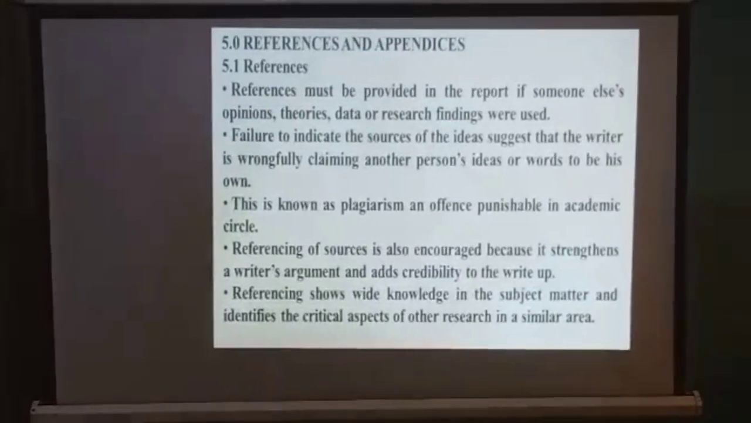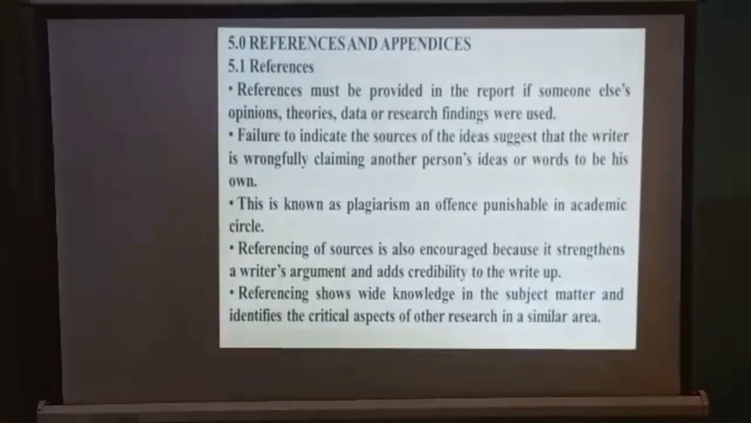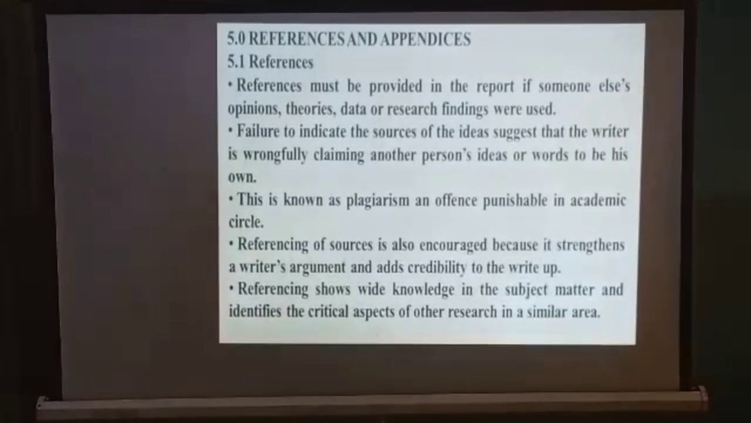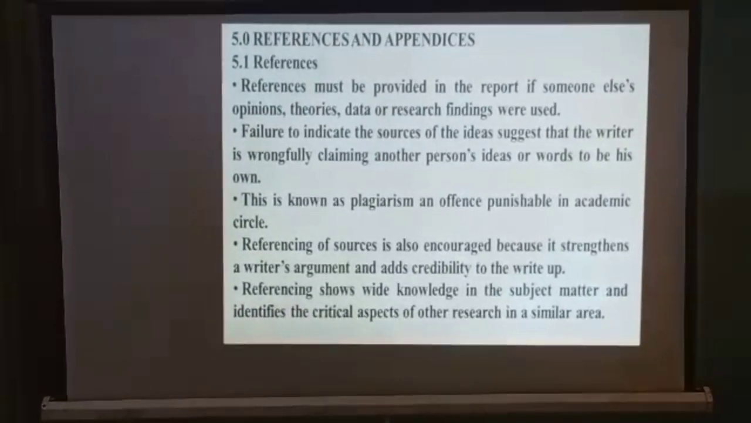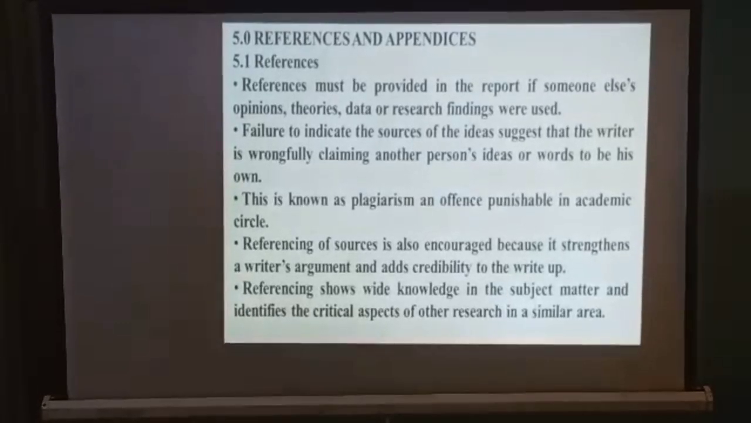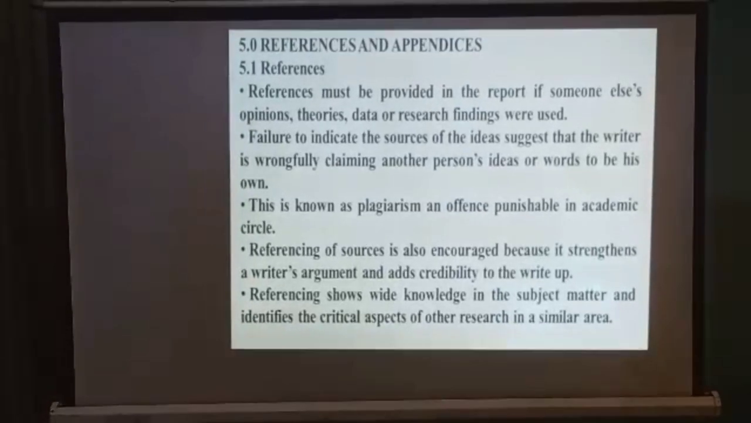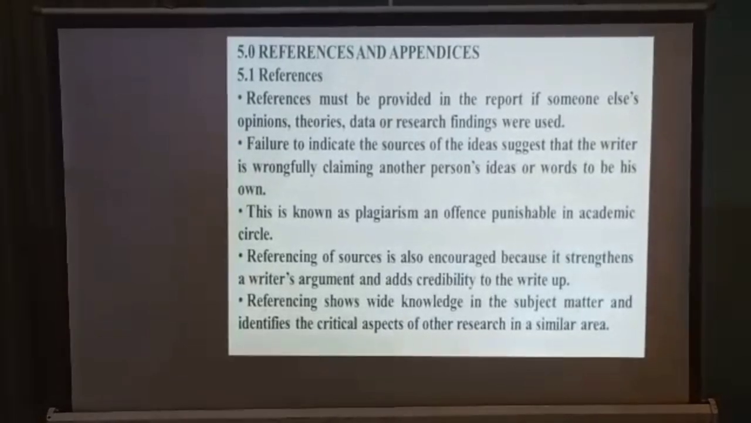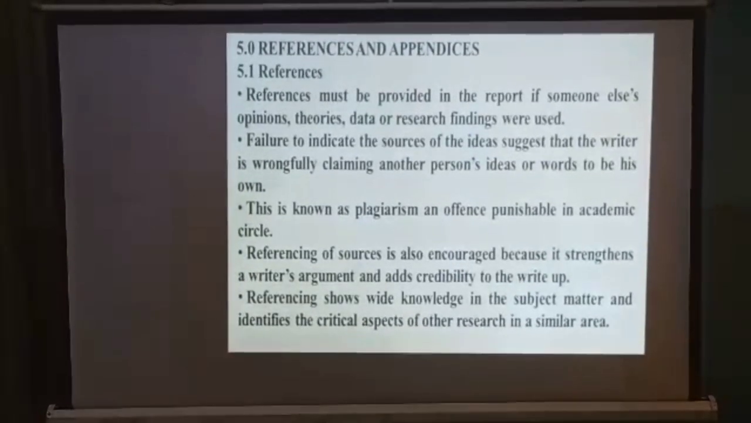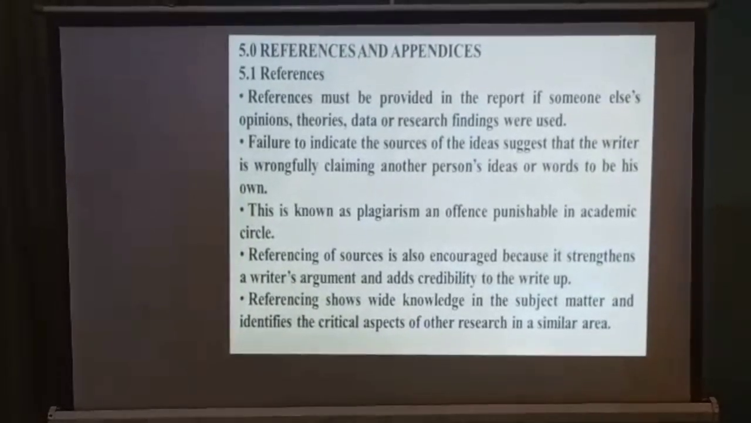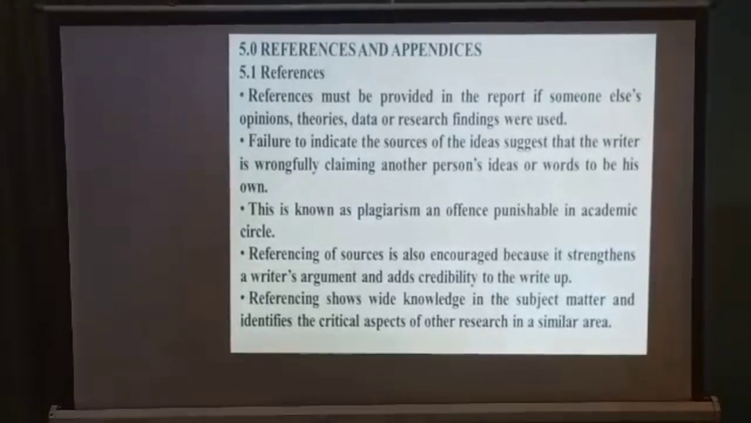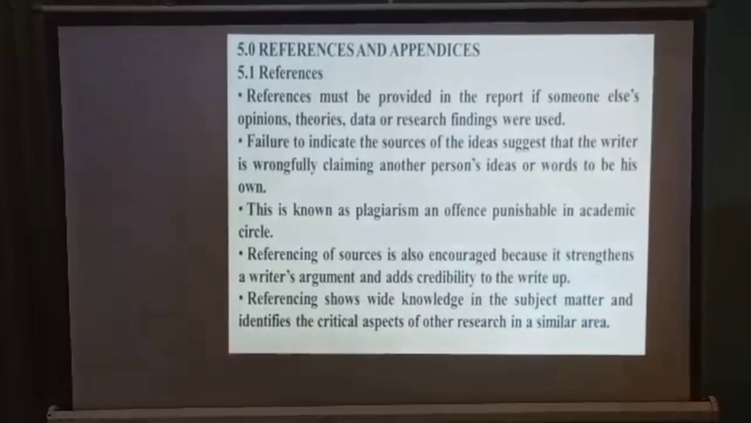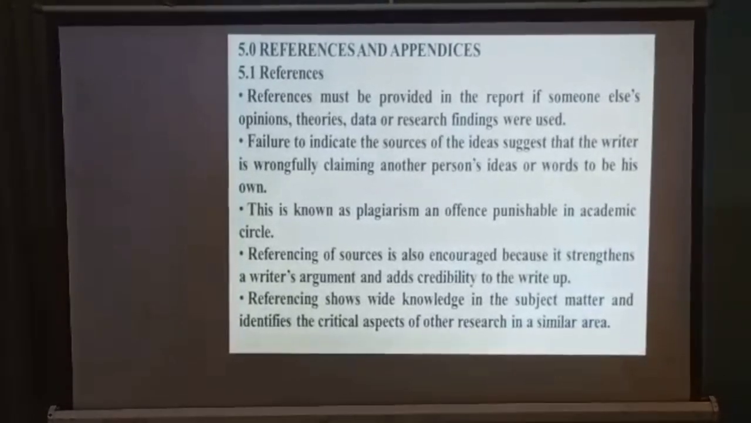So likewise, the golden rule: do unto others as you want them to do unto you. Failure to indicate the source of an idea suggests that the writer is wrongly claiming another person's idea or words as his own. This is known as plagiarism, an offense punishable in the academic circle. Referencing sources is also encouraged because it strengthens the writer's argument and adds credibility to the write-up.